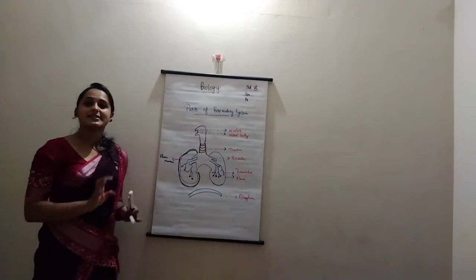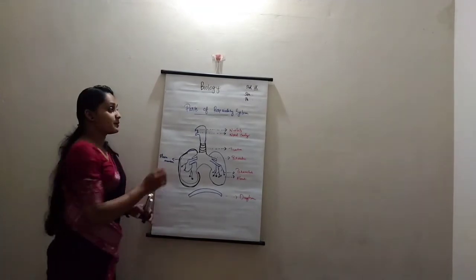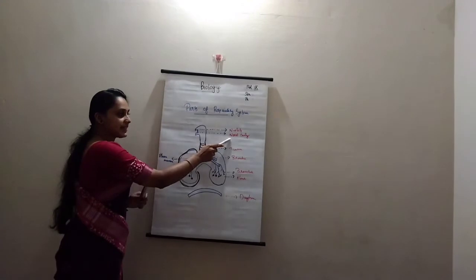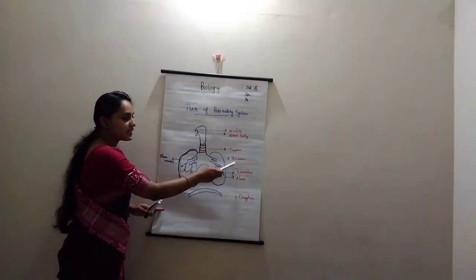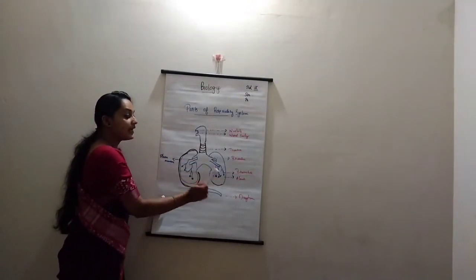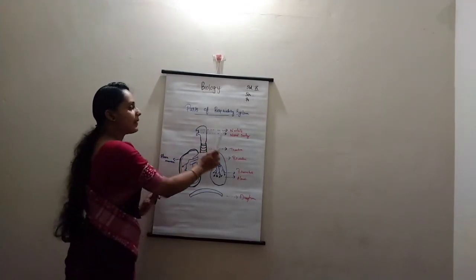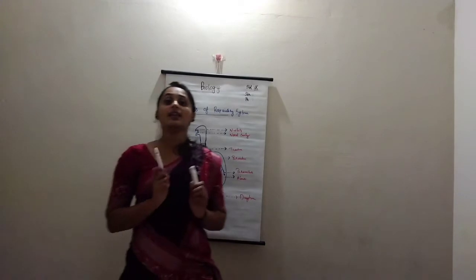These are the parts of the respiratory system. So, first one is nostril, then nasal cavity, trachea, bronchus, bronchioles, alveoli, diaphragm and pleural membrane. These are the parts of the respiratory system in humans. You all are clear about it?